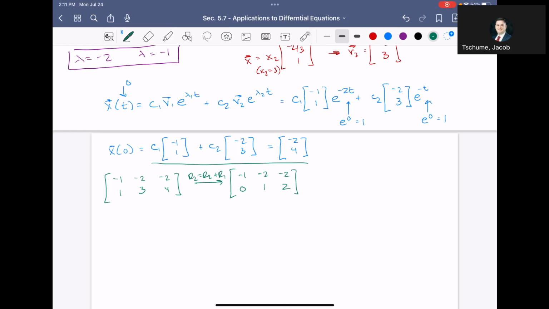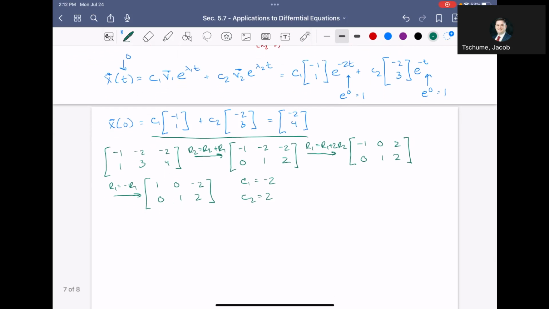All right. I'm going to go ahead and get rid of the -2 on top. So I'm going to take row 1 and I'm going to add 2 row 2s to that. So 0, 1, 2 remains on the bottom. The top becomes -1, 0, and then -2 plus 4 is going to be 2. And then finally, scaling row 1 by a negative, because I need it to be reduced echelon form, you'll get 1, 0, -2, 0, 1, 2, and thus you have just found your constant 1 to be -2 and your constant 2 to be 2.